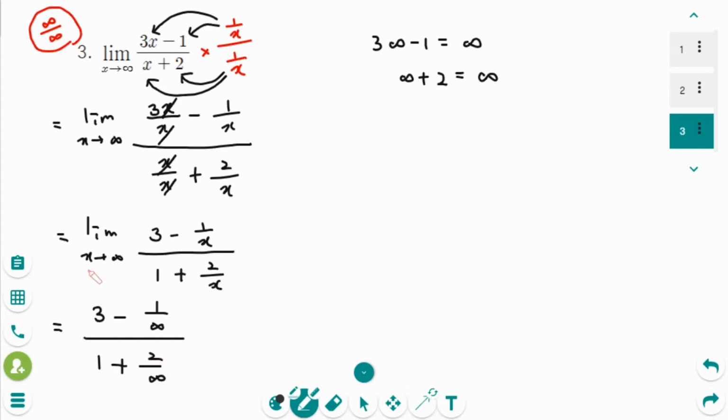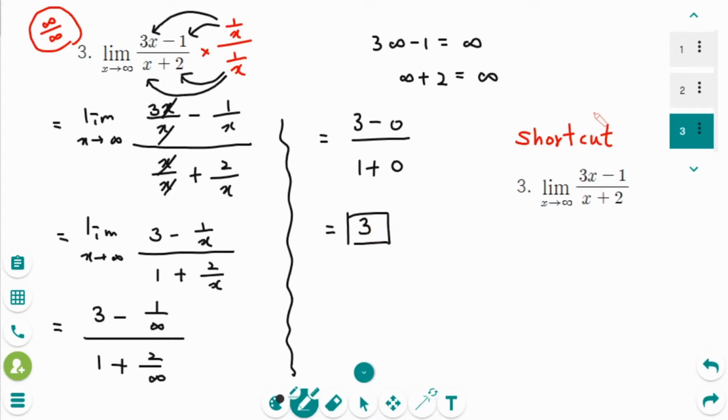When you use the limit as x approaches infinity, do not write the limit anymore. If you use the limit yet still write it, you will lose marks on an exam. And this is the next step. So 3 minus 1 over infinity, which is 0, over 1 plus 0. So 3 over 1, the answer is 3.